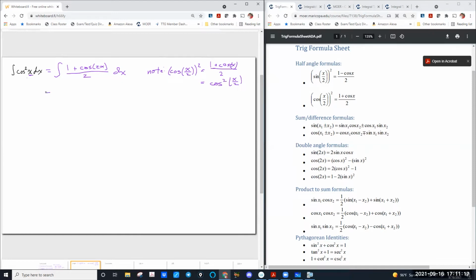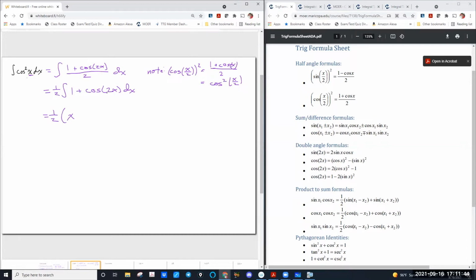Guys, now we've got a basic antiderivative. I don't want to deal with this 2 in my integral, so I'm going to pull it out: 1/2 times the integral of 1 plus cosine of 2x dx. I'm going to do the antiderivative piece by piece. 1/2. The antiderivative of 1 dx is x. Let's talk about the antiderivative of cosine of 2x.